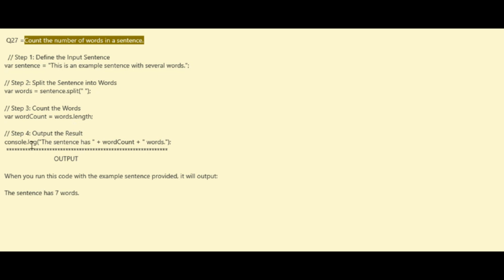Come to step 4, output the result. Finally, we use console.log to display the result, which includes the count of words in the sentence. When you run this code, you will see the output for the example sentence provided: the sentence has 7 words.